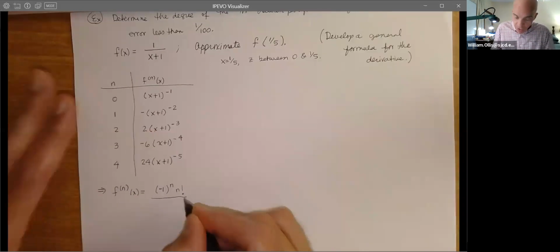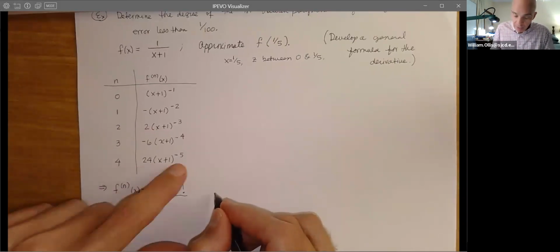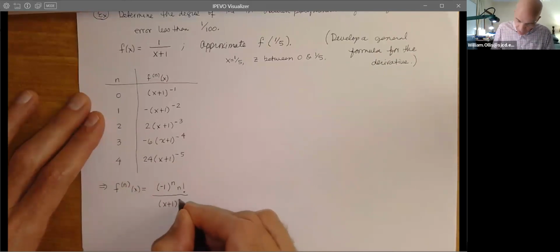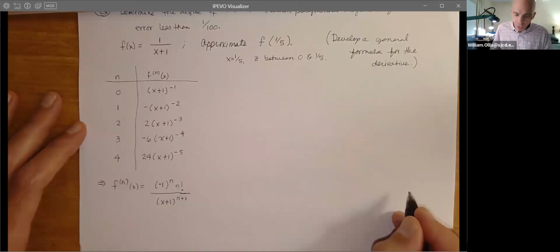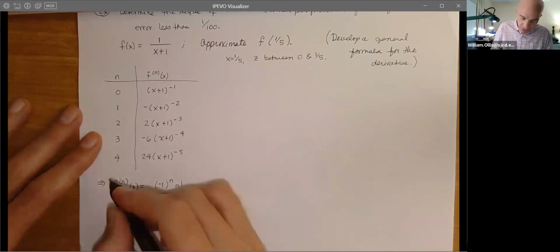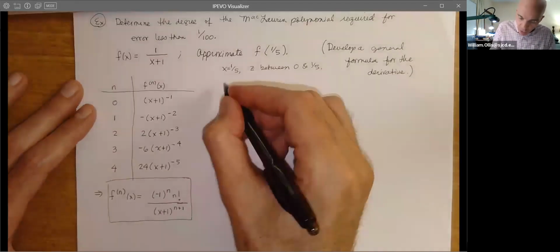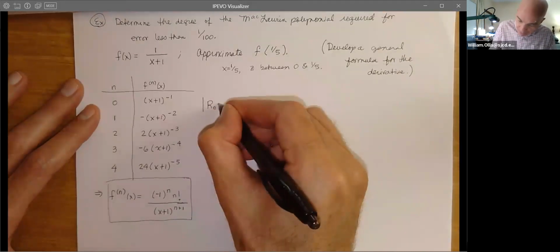And then downstairs, we have the power of x plus 1 that is one more than that of the order of the derivative. So this is just a good little exercise, very simple though. Okay. So now what we want to do here is look at the actual remainder term. So here's what the derivative looks like. So now consider the remainder. I'll write down what this is.